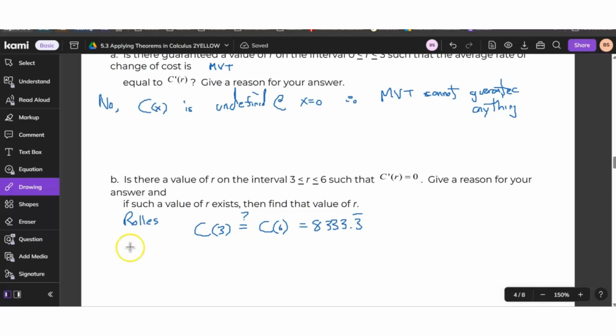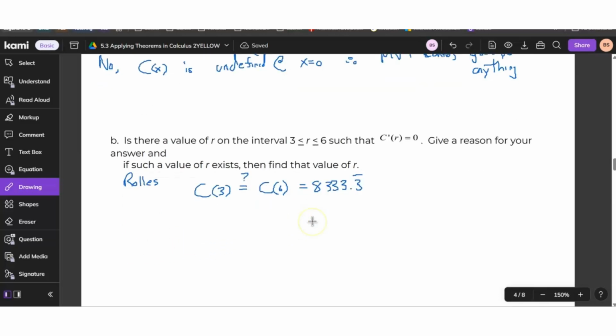So such a value of R exists. All right, so we can use Rolle's. Now we need to actually use it. That means that I need the derivative of this thing first, c prime of x. Actually, let's start with just c of x, so I don't have to keep looking up and down.